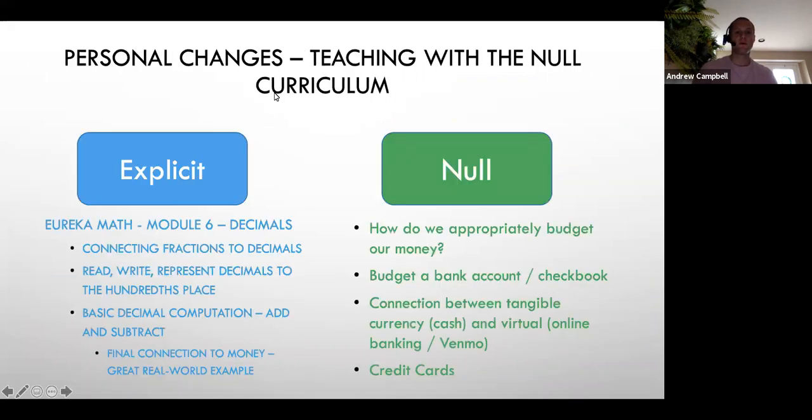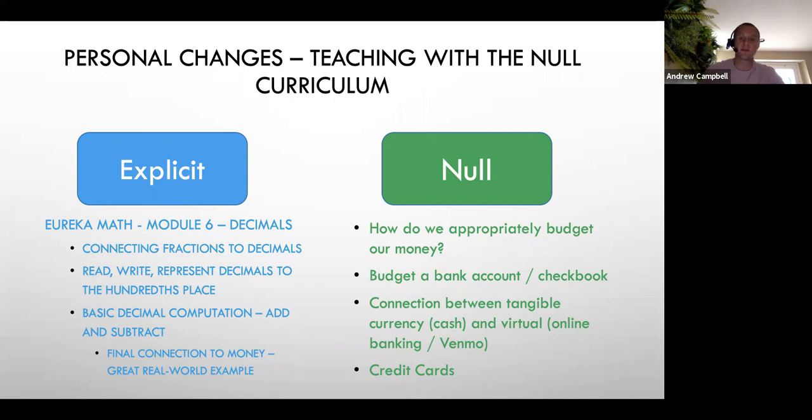Another area with the null curriculum that I learned was just the idea of, with teaching, how can we be more poignant with what it is we are teaching and what we're not teaching, rather. You can see the explicit of what is taught. I gave the specific example, Module 6's decimals of Eureka Math, what I taught last year. These are the things that are taught to students. But as you can see on the right, there's a lot of things with decimals that we take for granted that students are not specifically taught, but these are life skills.